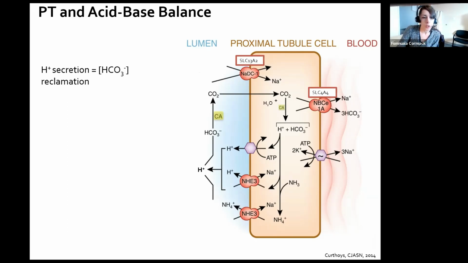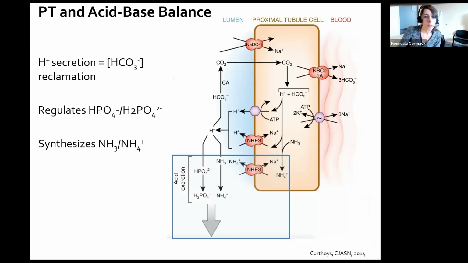So again, as we all know, hydrogen combines with filtered bicarbonate, and then we have this luminal carbonic anhydrase, which essentially catalyzes the production of CO2, which then facilitates this reclamation of bicarbonate. Additionally, the proximal tubule, as you know, is responsible for excreting acid. The urine can't maintain a pH low enough to accommodate 50 to 70 milliequivalents of free hydrogen, which is essentially a product of the Western diet.